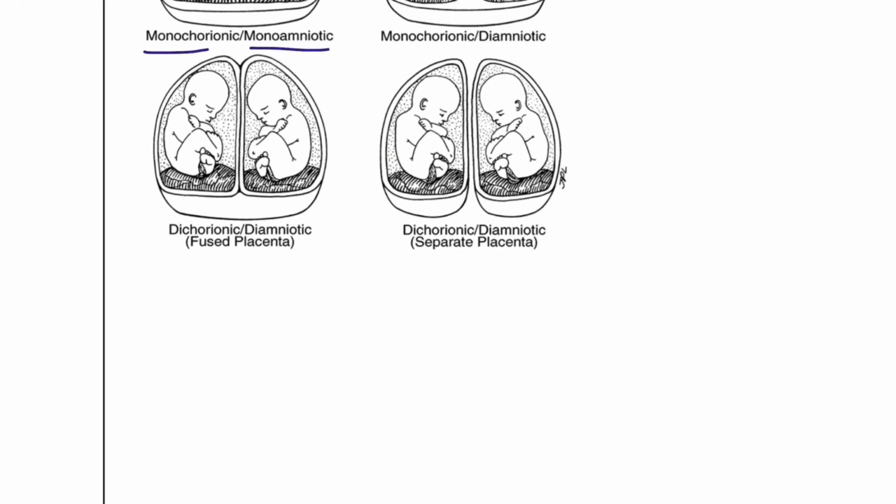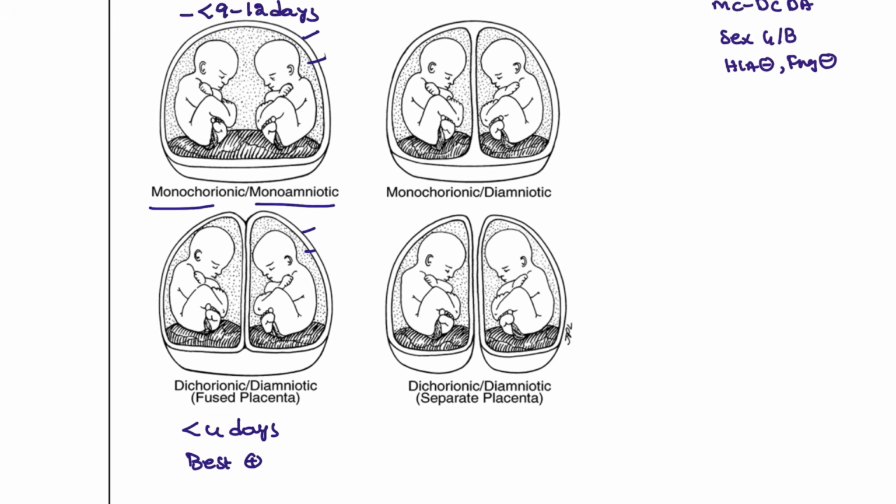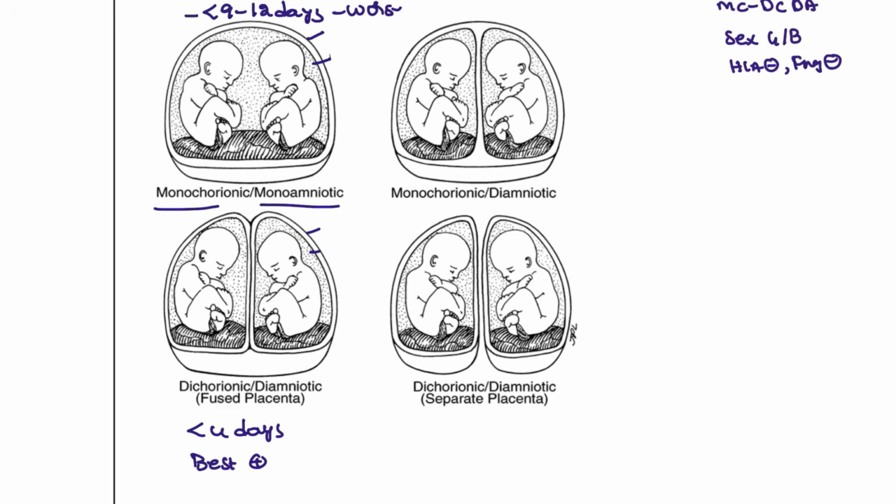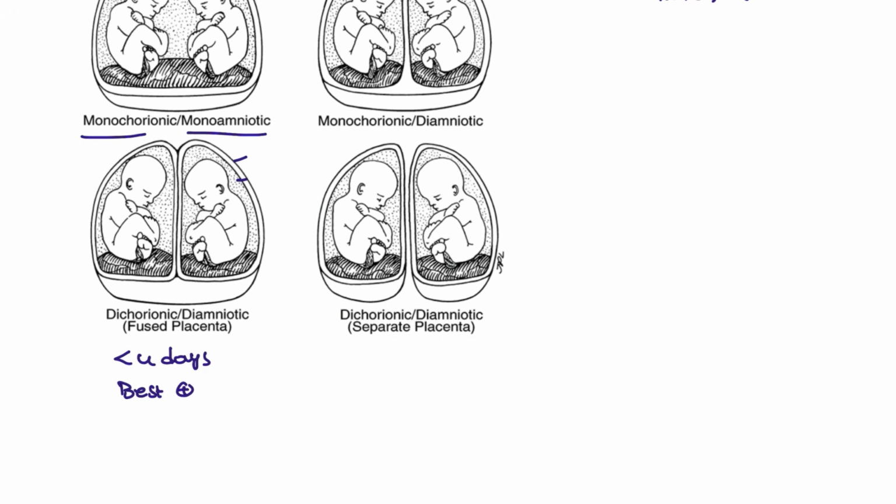Next, dichorionic diamniotic. They will be having this at less than 4 days only, and this is the best prognosis that we are going to get. Dichorionic diamniotic, the separate placenta, is also the same, again less than 4 days, and here also we are going to see the best prognosis.